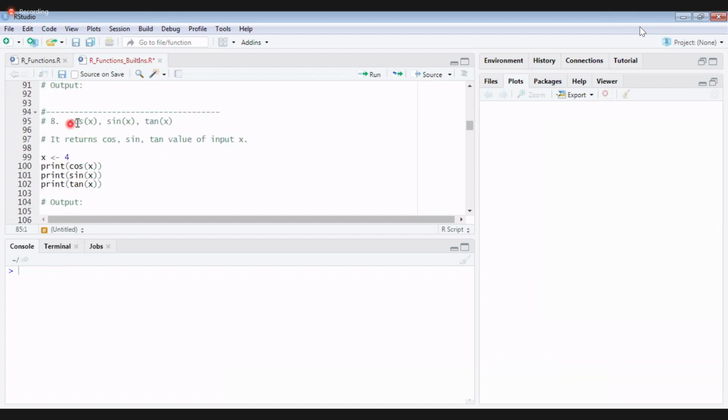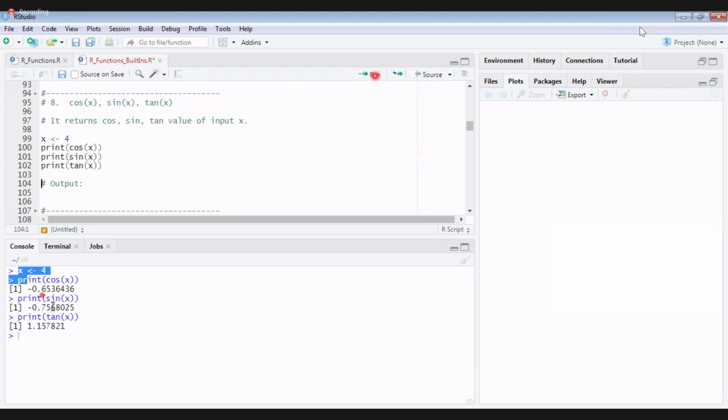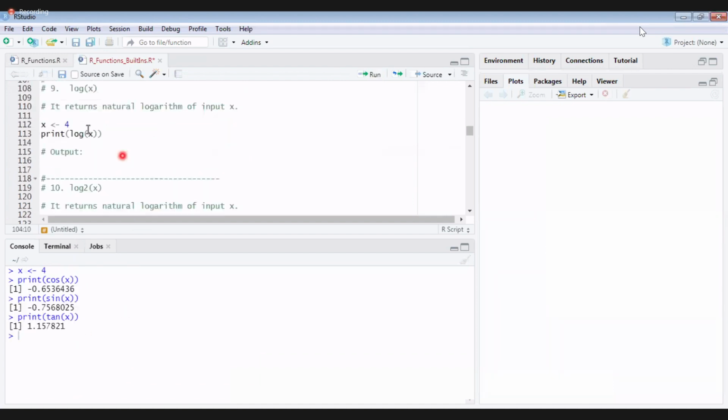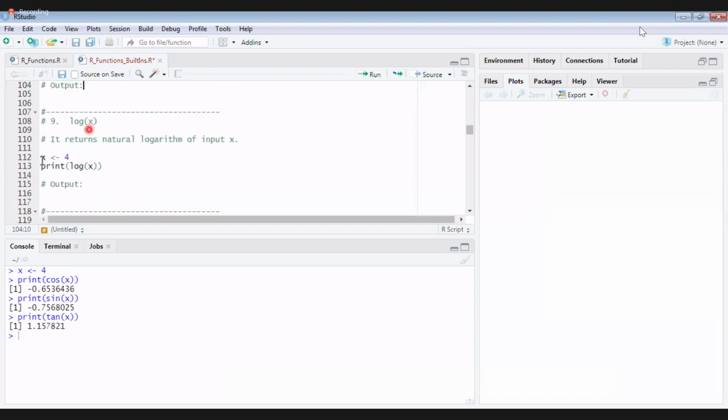Cos theta or sin theta or tan theta, we have direct functions cos x, sin x, tan x. We can use these functions and we get the output directly. Likewise, if you want to calculate log values, you just take some value and use the log function.